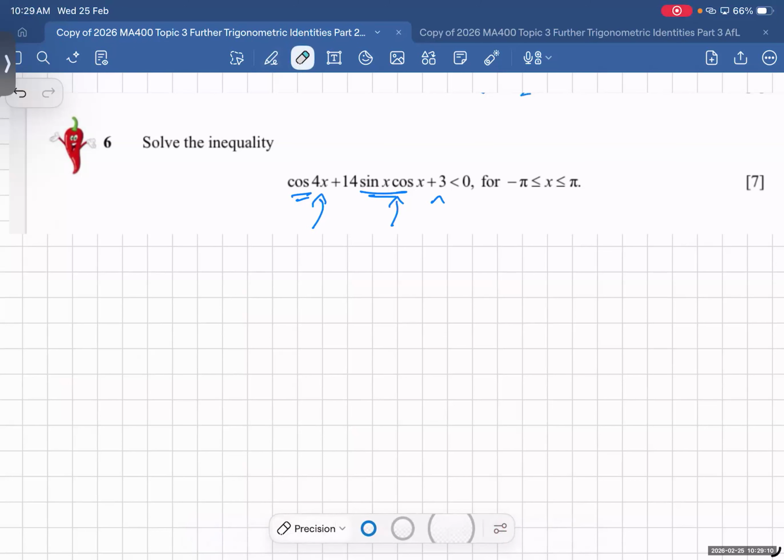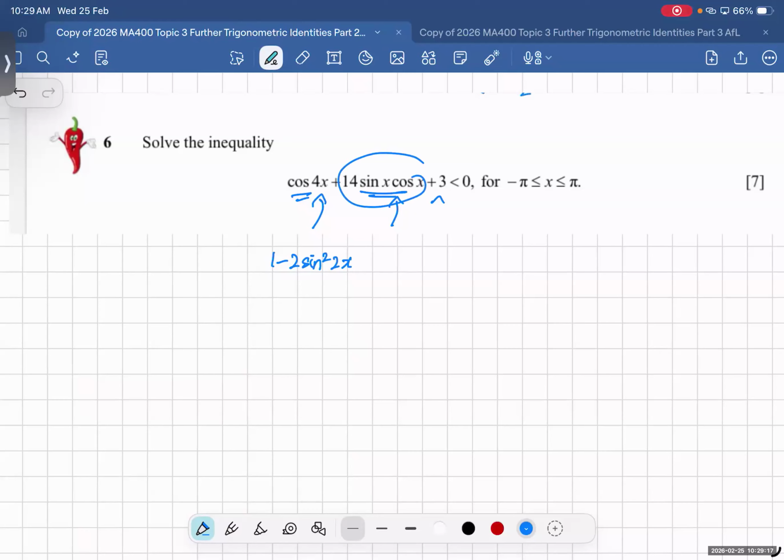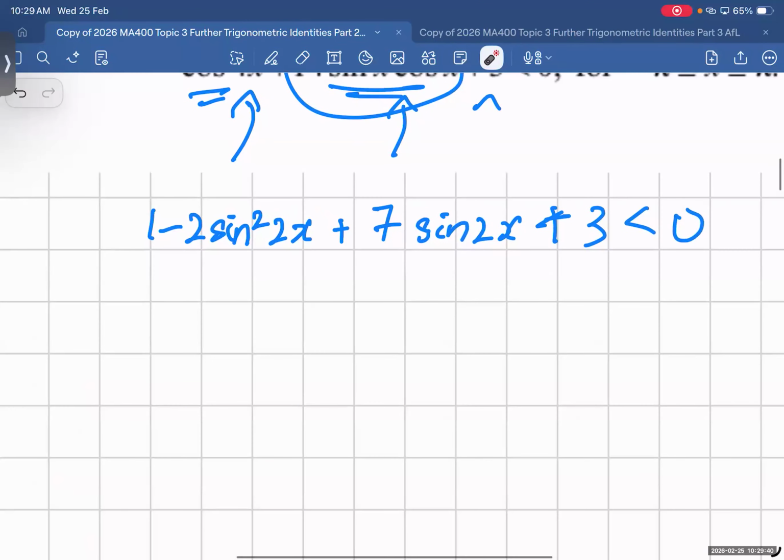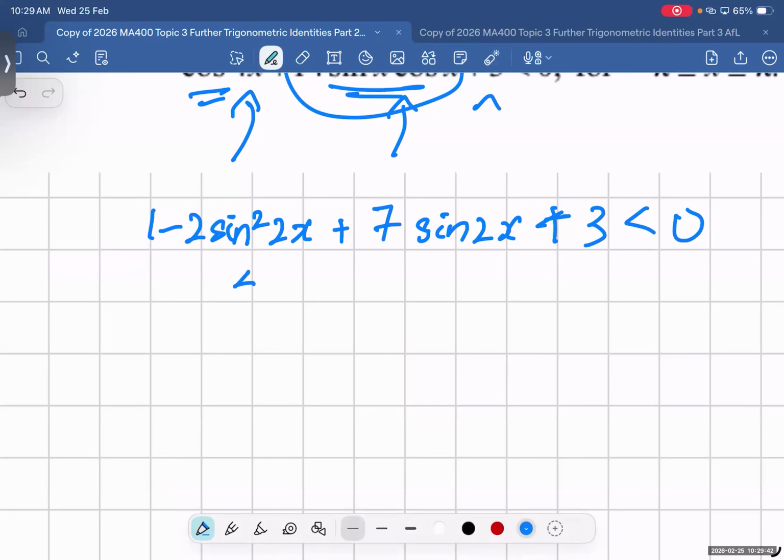So cos 4x, I'm going to change it to 1 minus 2 sine square 2x. Here, I'm going to write it as 2 times 7, 7 times 2 sine A cos A, which will basically be 7 sine 2x. And there you go. We have a beautiful inequality with argument being the same. The angles, we call them argument. Now, when I look at this, 3 and 1 can put together, I get 4.